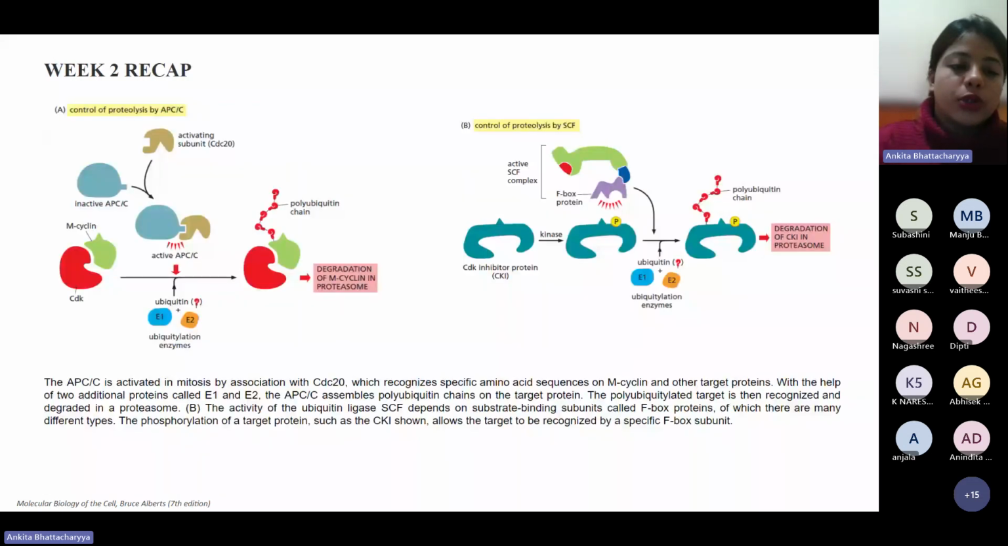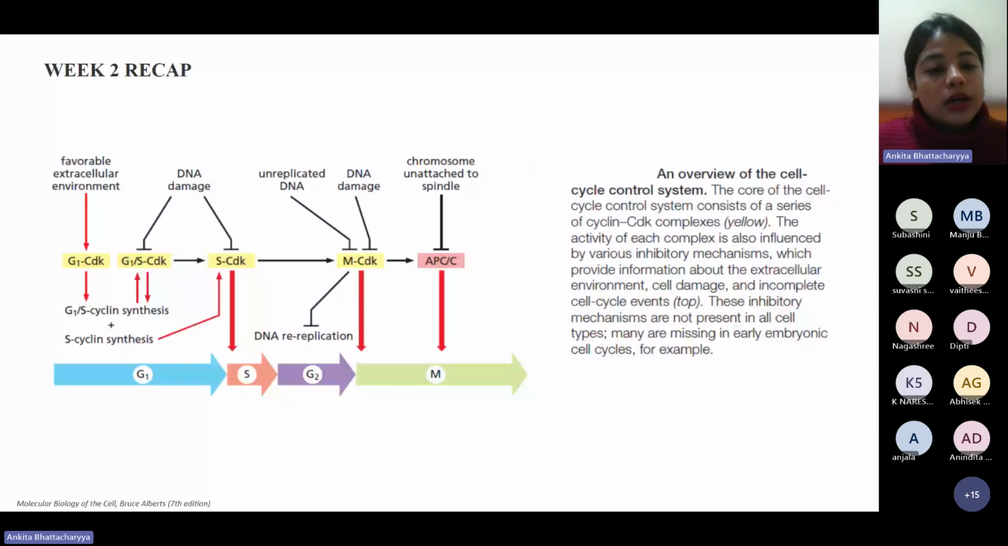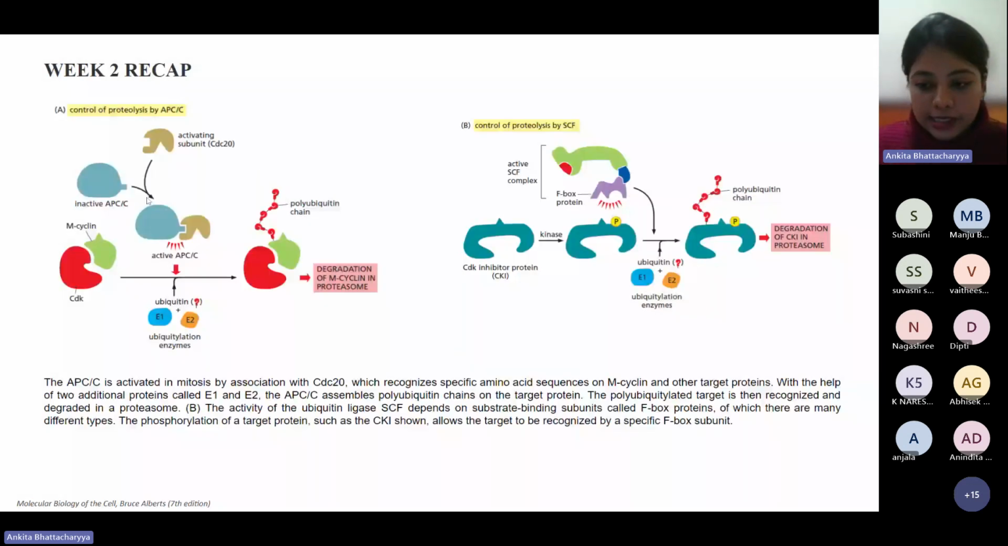Apart from this, we also mentioned the APCC complex that is coming in during the metaphase anaphase transition. So what is happening during that phase? This is also something that is quite crucial. The APCC, let me read out the legend first. So the APCC is activated in mitosis by association with CDC20, which recognizes some specific amino acid sequences on M cyclins and some other target proteins.